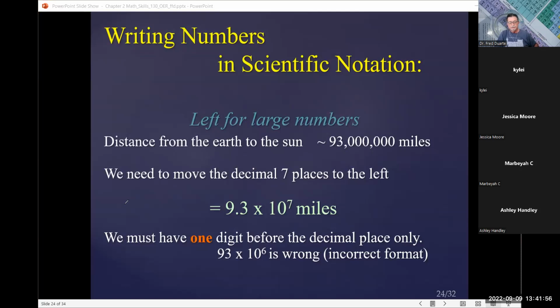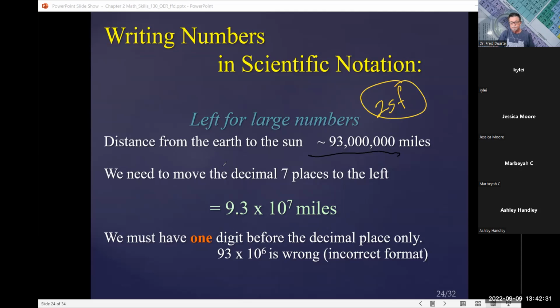So let's take this example where we have this very large number, 93 million miles, which is approximately the distance from the Earth to the Sun. Now, the stepwise procedure is we look at the number and determine how many Sig Figs we have, because you want to maintain the proper number of Sig Figs when you put it into scientific notation. The number here is written in longhand, and we want to convert it into scientific notation with the proper Sig Figs. This one has 2 Sig Figs.